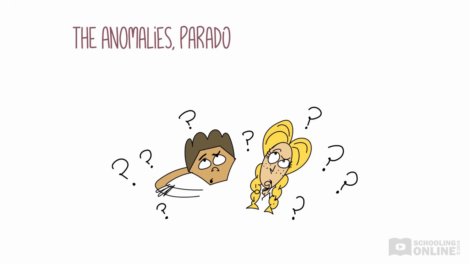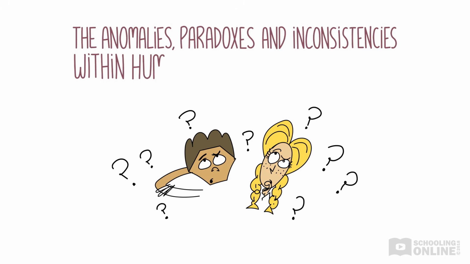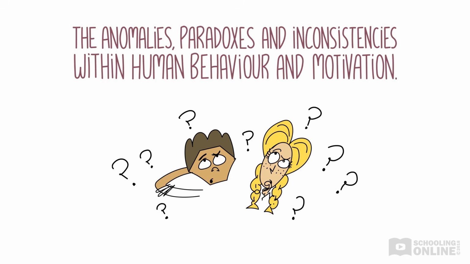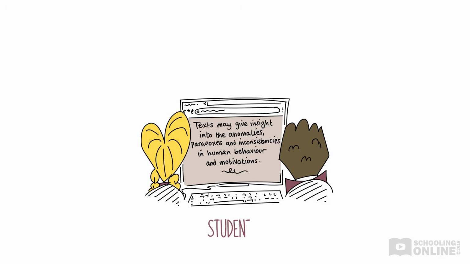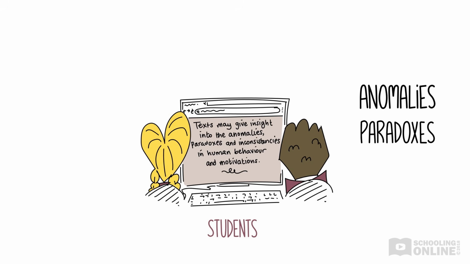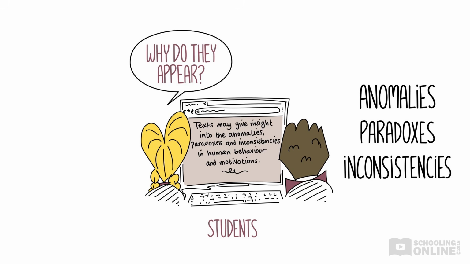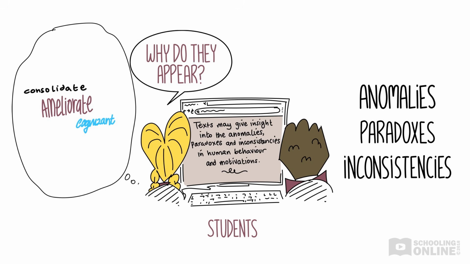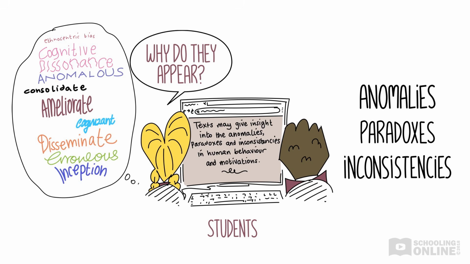Today, we'll be addressing the anomalies, paradoxes, and inconsistencies within human behaviour and motivation. Let's start with the first sentence of the second paragraph of the rubric. Texts may give insight into the anomalies, paradoxes, and inconsistencies in human behaviour and motivations. We will explore each of these anomalies, paradoxes, and then inconsistencies, while asking how and why they appear in human behaviour and motivation. This lesson will help you expand your vocabulary and develop more sophisticated ideas in your essays.